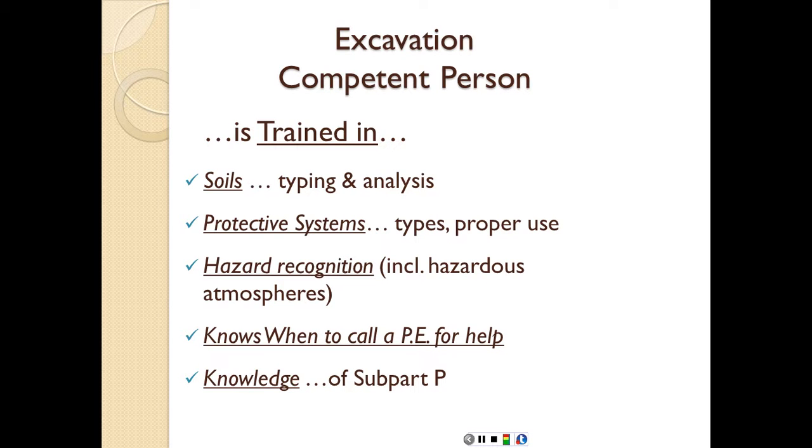If the soil conditions change, if we fear that there might be some cave-in or might cause some collapse, then we have to call a PE to suggest a corrective action. And knowledge of subpart P, which is what we're talking about here, which is soils or excavations through soils.